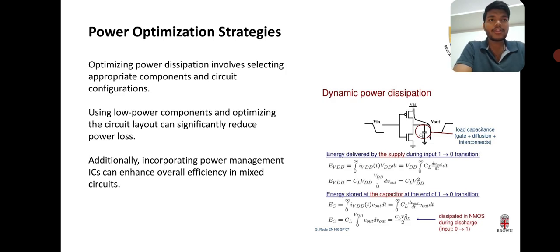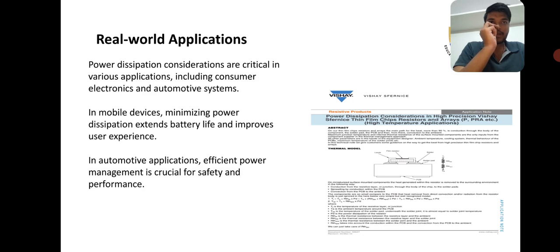Dynamic power dissipation. This is the dynamic power dissipation. Circuit diagram of dynamic power: load capacitance, gate plates, diffusion plates, interconnects. Energy delivered by the supply during input 1 to 0. Next one is real world applications.